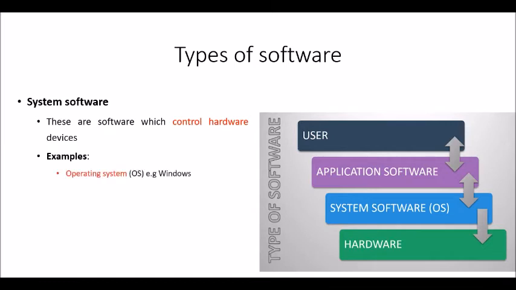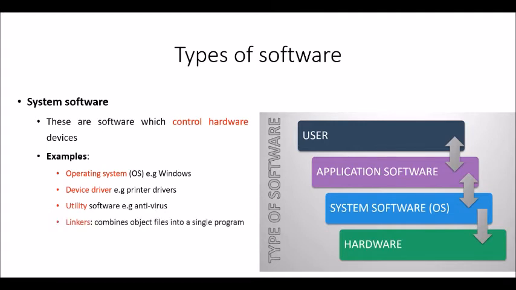What's the first one? Operating system. Excellent. The second one? Device driver. Excellent. The third one? Utility. The fourth one? Linkers. And the last one? Compilers. All these 5, they are very important. All these are the examples of system software.